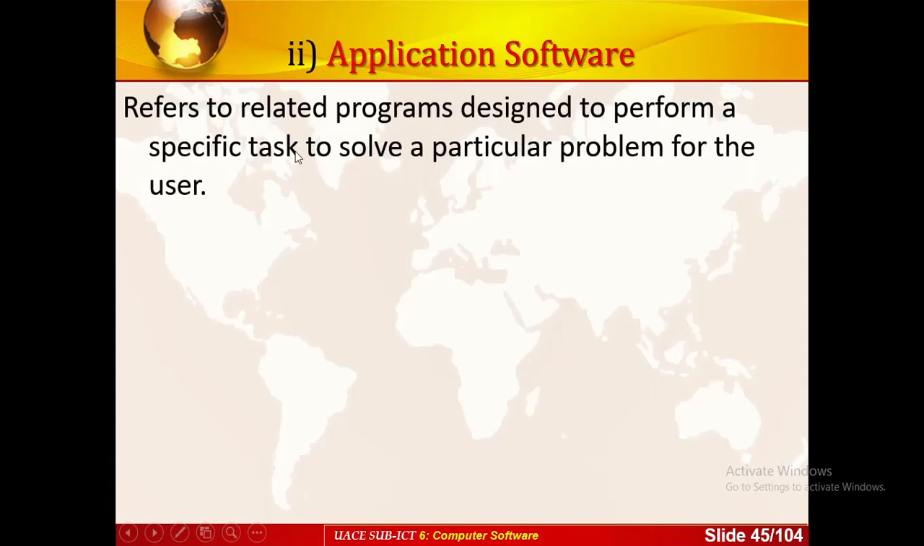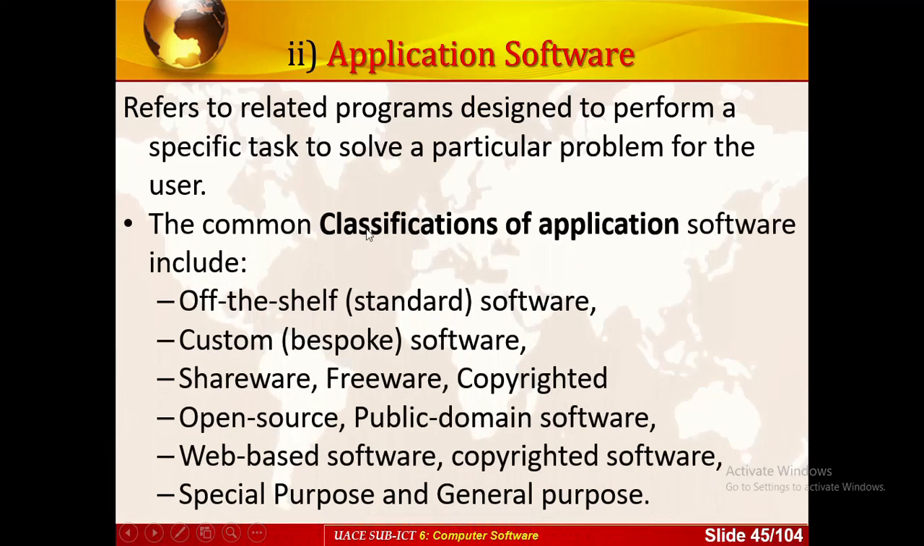Application software is a program designed to perform specific tasks to solve a particular problem for the user. It has major classifications, which you can even call categories, like off-the-shelf software, custom or bespoke software, shareware, freeware, copyrighted, open source, public domain software, web-based software, special purpose and general purpose software. These are all classifications or categories of application software.